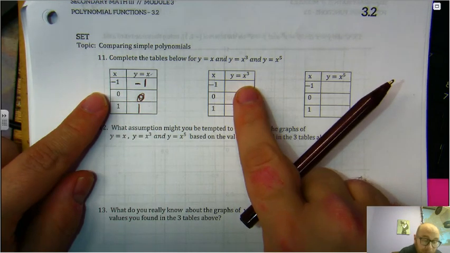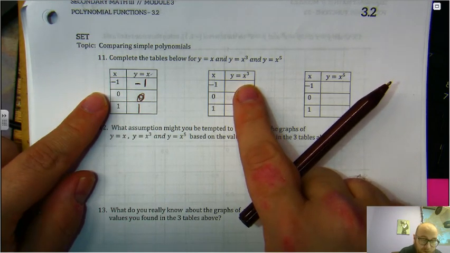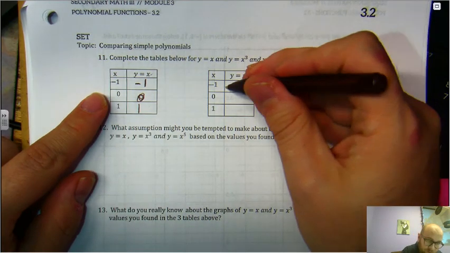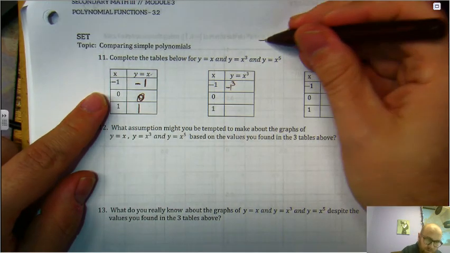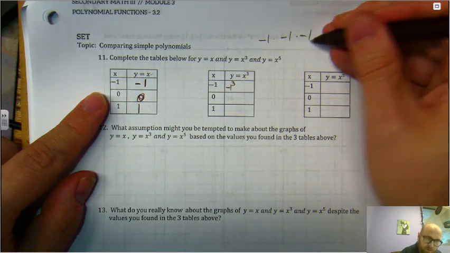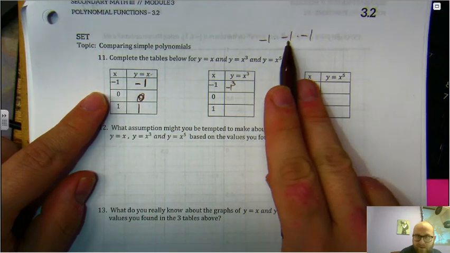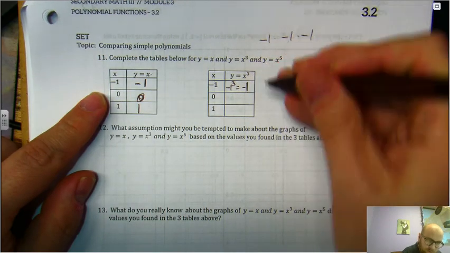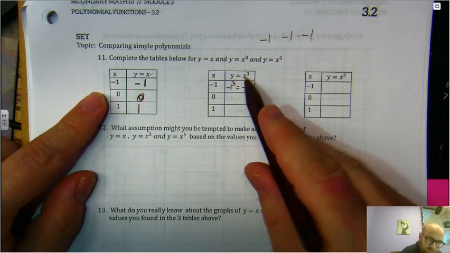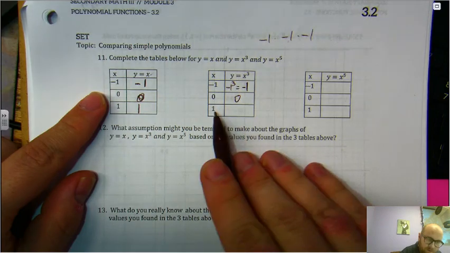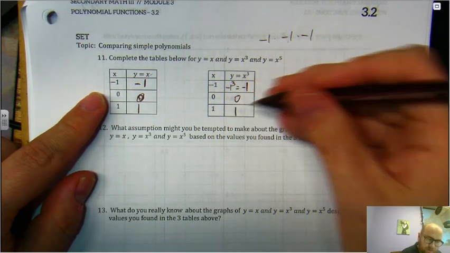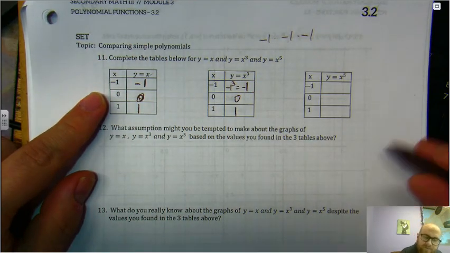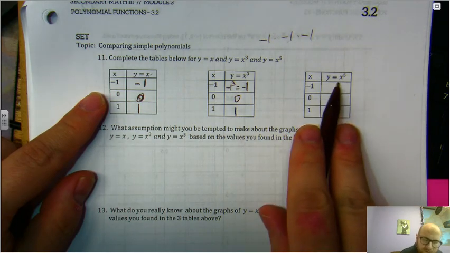Now for this one, we are raising it to the third power. So this is negative 1 cubed, which is negative 1 times negative 1 times negative 1. Well, negative 1 times negative 1 is positive 1, times negative 1 is negative 1. So this is going to be negative 1. 0 times itself 3 times is 0, and then 1 times itself 3 times is 1. Okay, sweet. That's easy.